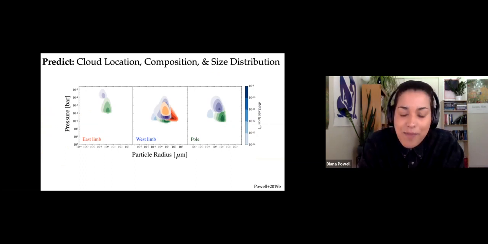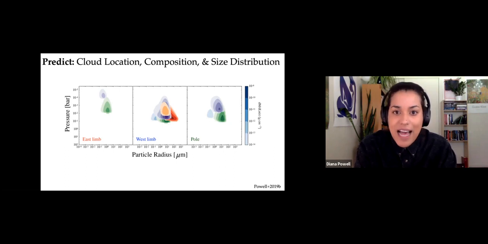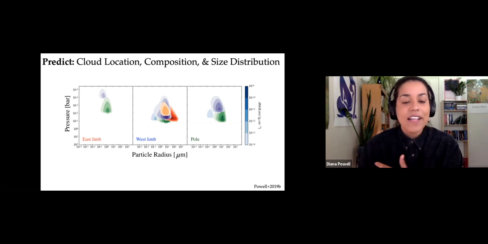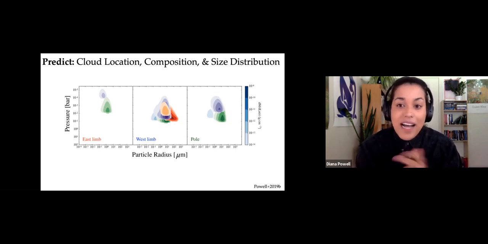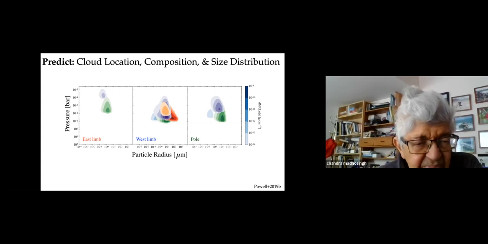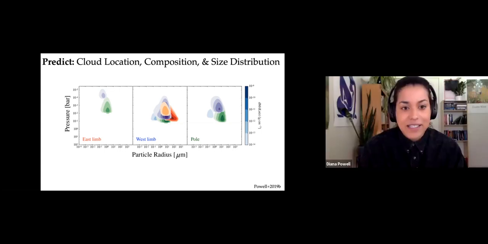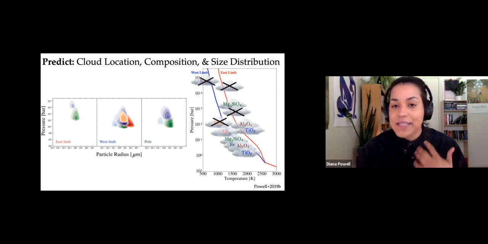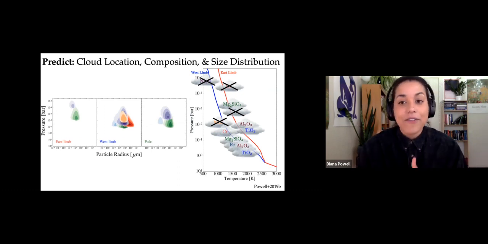So here I'm showing cloud particle mass densities as a function of particle radius and atmospheric pressure, where each color again represents a different cloud species. On the hotter east limb, clouds form higher in the atmosphere and grow to relatively small sizes. On the cooler west limb, more cloud species form, they do so deeper in the atmosphere, and they grow to relatively large sizes. And then the polar regions represent an intermediate between these two. If we compare these results to expectations from equilibrium modeling, we find that several species that we expected would form are not actually able to abundantly form given these atmospheric conditions.